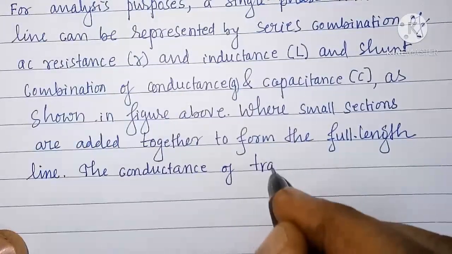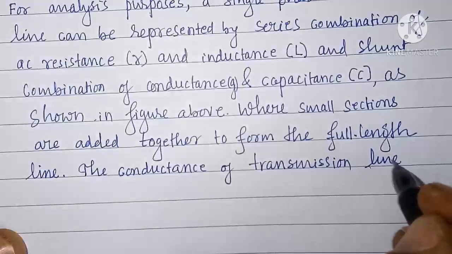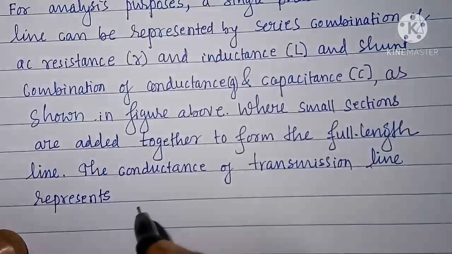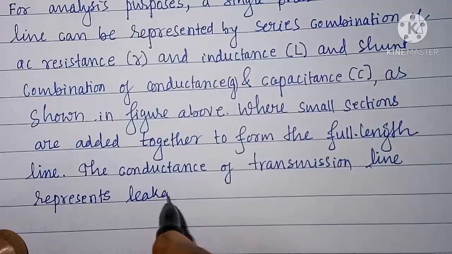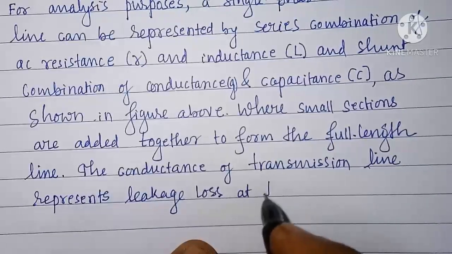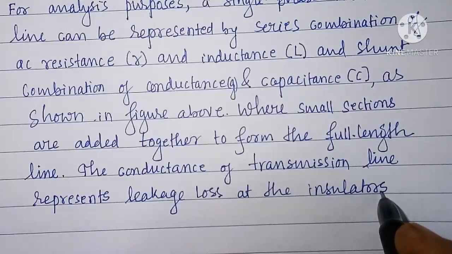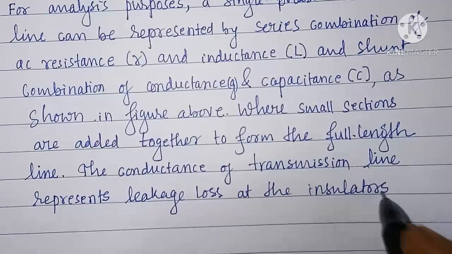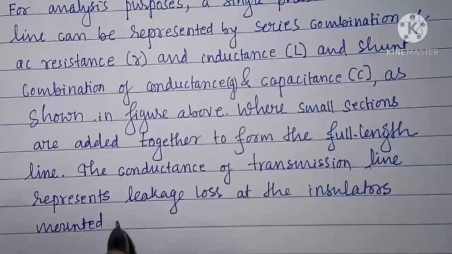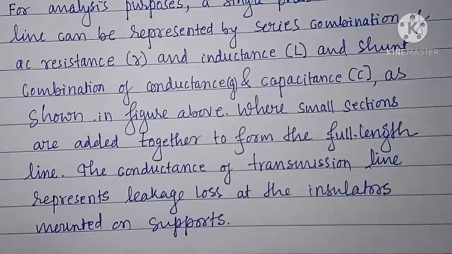The conductance of transmission line, that is G, represents leakage loss at the insulators mounted on supports.